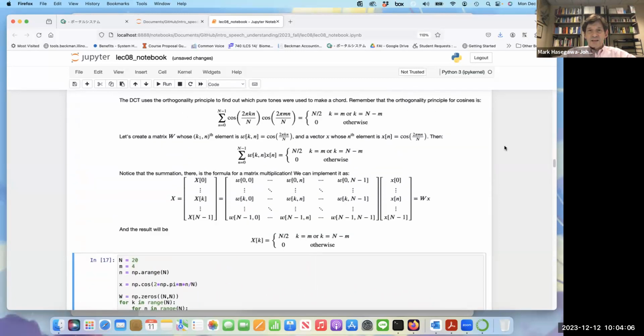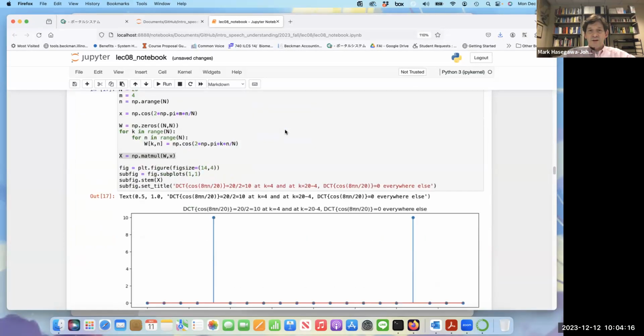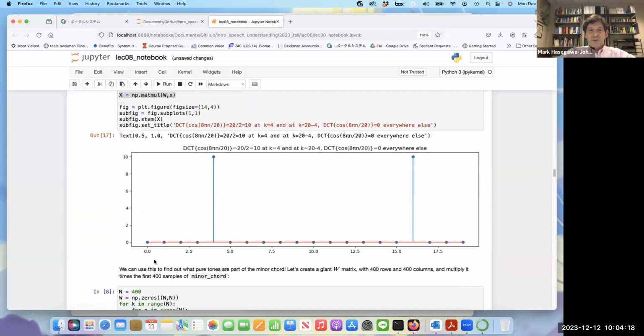If I take the cosine of 2 pi times 16n over capital N, that turns out to be the same as the cosine of 2 pi times 4n over capital N. And so the discrete cosine transform gives me all zeros. Every element of the output vector is a 0.